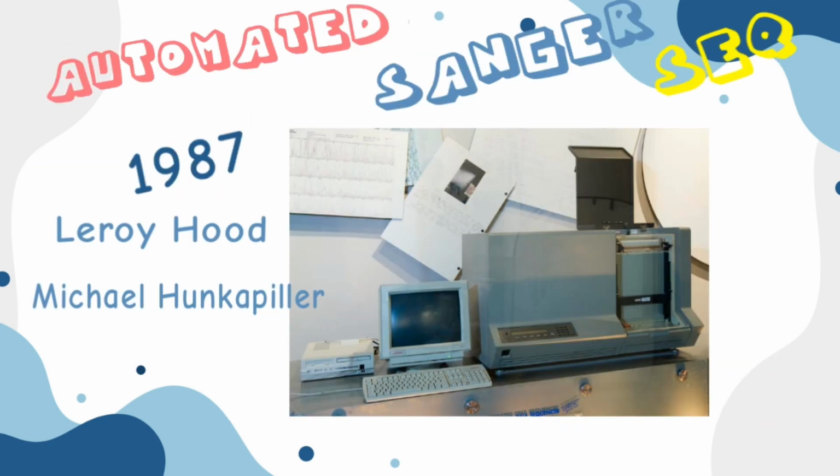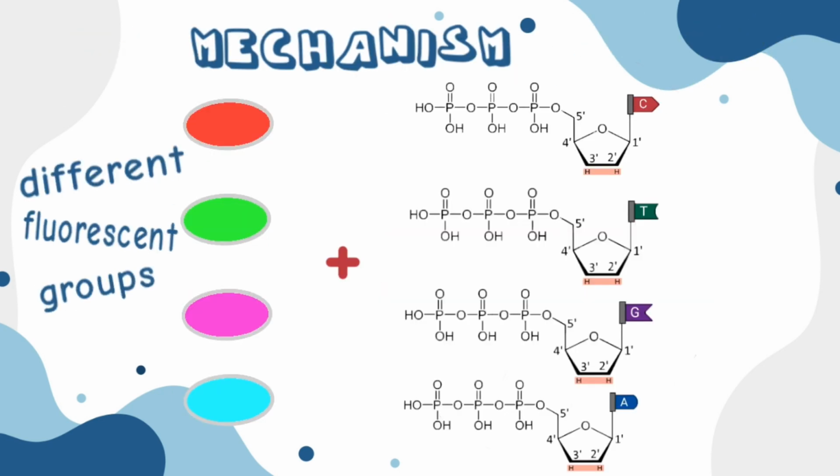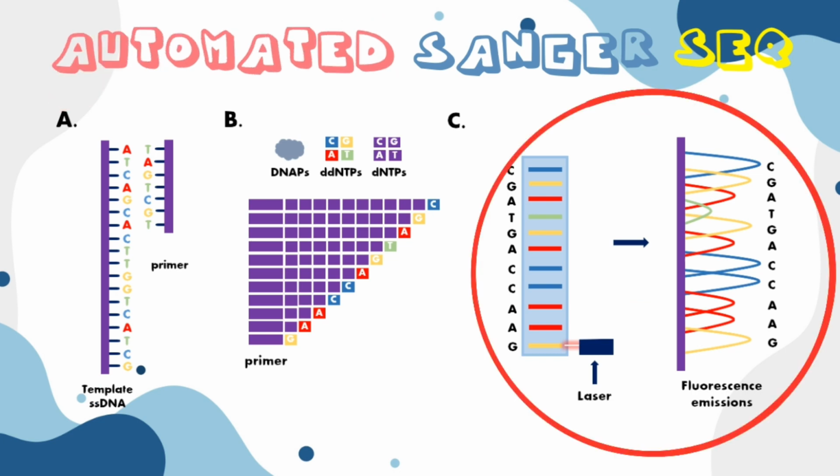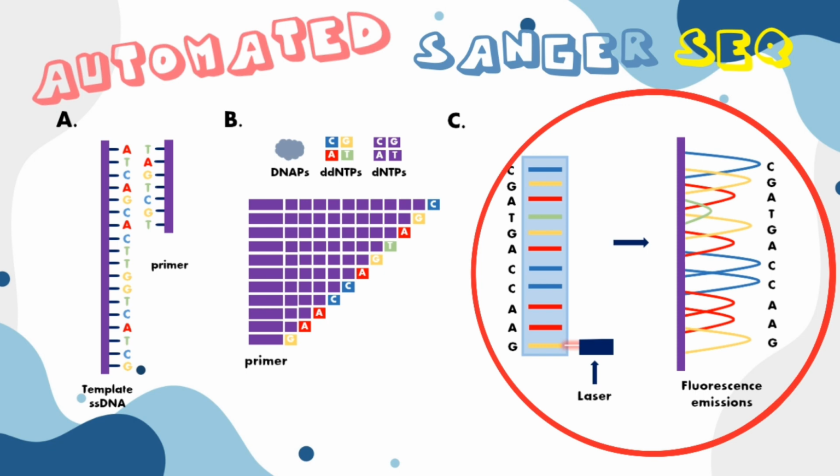In 1987, automated Sanger sequencing was invented. The 4 ddNTPs were labeled with 4 different fluorescent dyes. The main difference between automated Sanger sequencing and the previous one is the use of a laser and a detector for automatic sequencing.